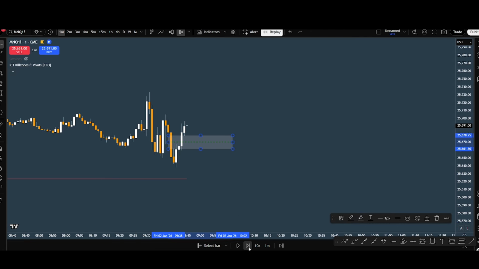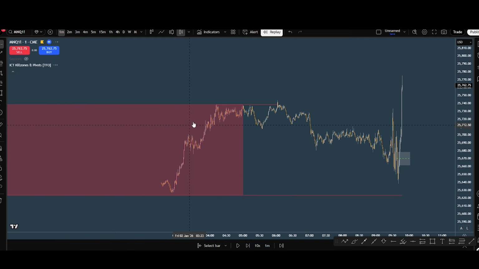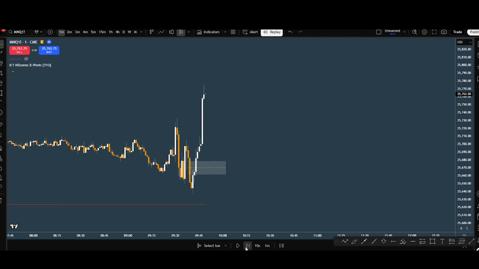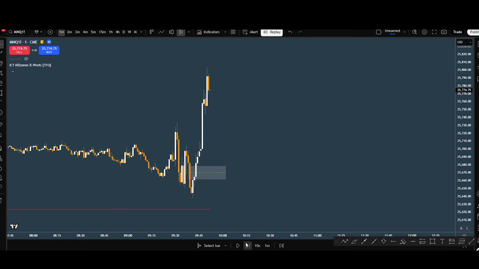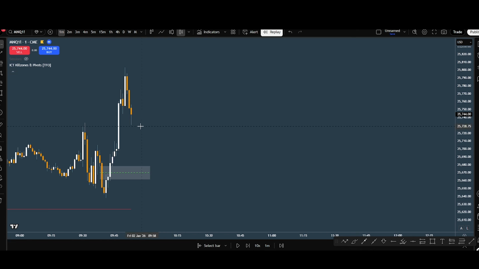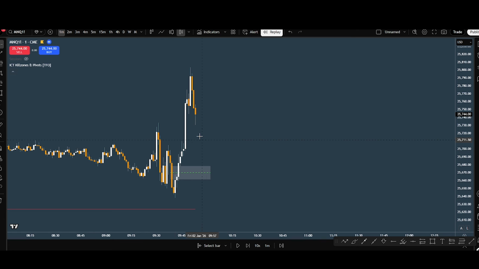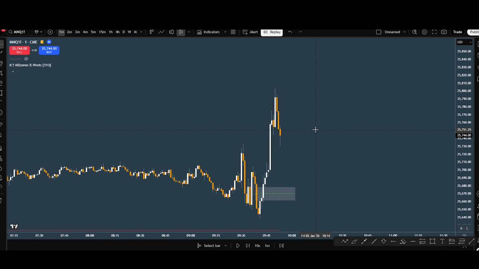So let's keep pressing play. Okay, we're re-sweeping the London high sweep. Now what we want to do is price to create a bearish fair value gap. Like so. So now we have an onside bearish gap. We are looking for a bearish continuation. So what we need to see next is price pull back into this bearish fair value gap.